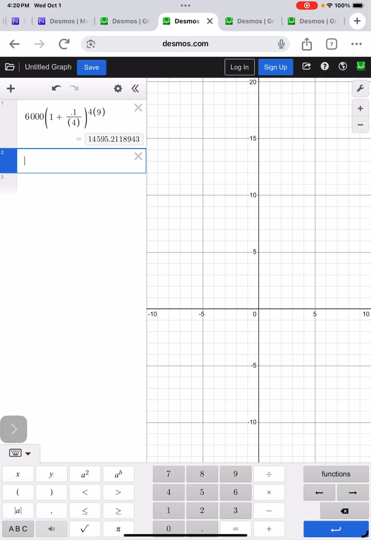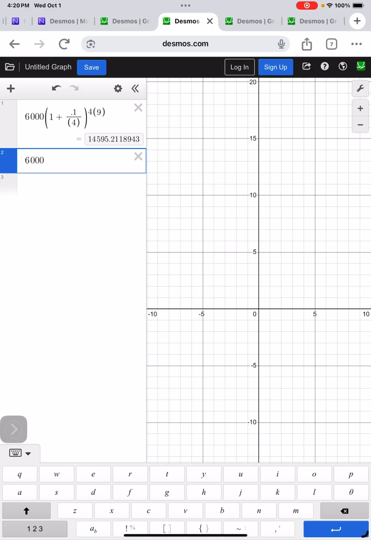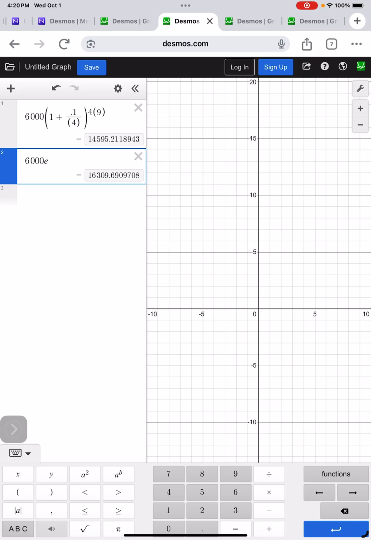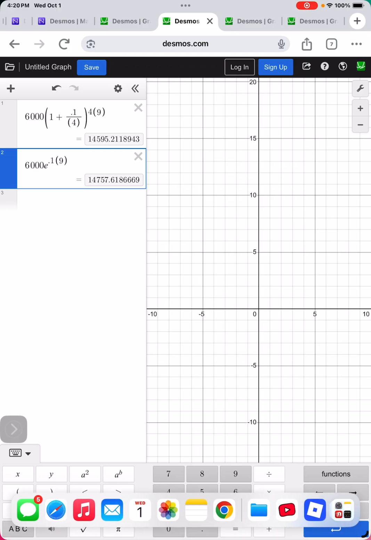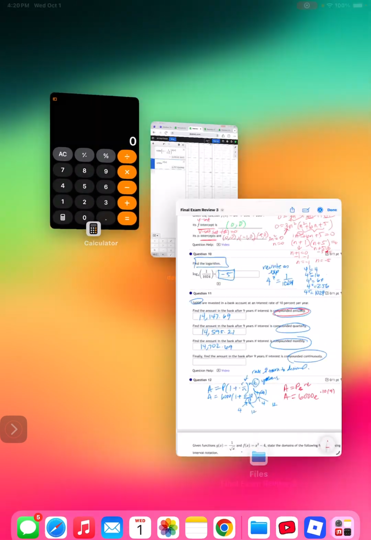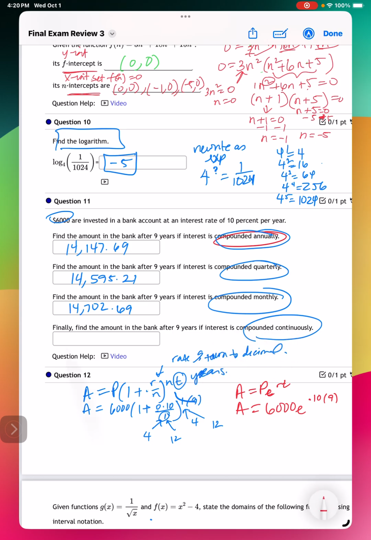So here I'm going to put in the 6,000. Now remember, there's no E key. You're just going to go over to the typewriter and put E. And then we're going to go back to the numbers, and it's going to need an exponent, times the 0.1 times 9 years, and we get $14,757.62, and that will be my last value, $14,757.62.